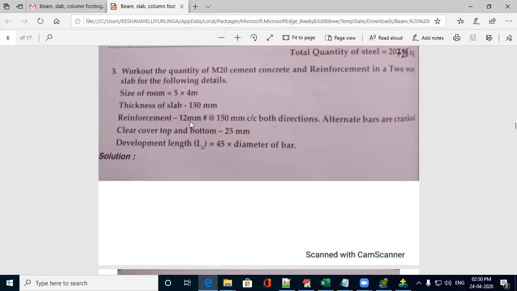Reinforcement details: all diameters are 12 mm and they are at a distance of 150 mm center to center in both the directions. Alternate bars are cranked. Clear cover at the top and bottom is 25 mm. Development length is 45 times the diameter of the bar. This is required in case of slab reinforcement calculation.